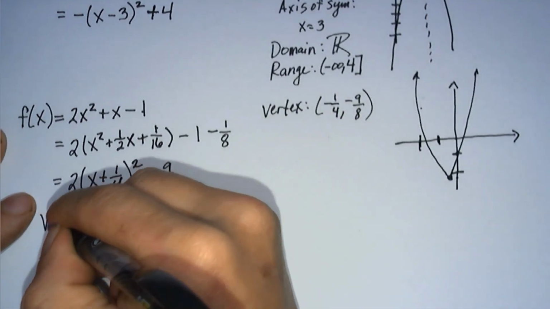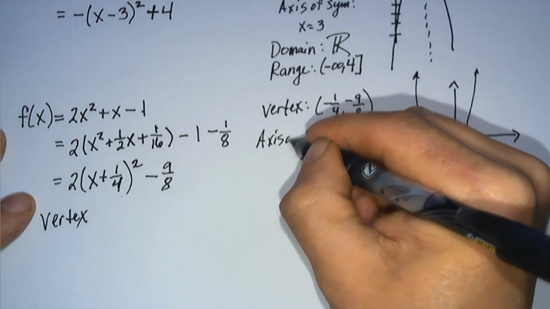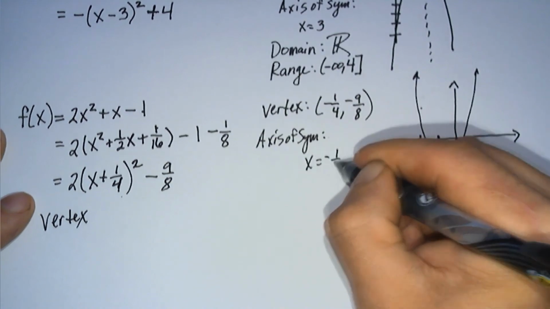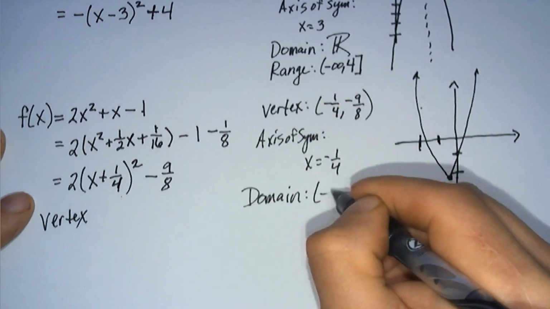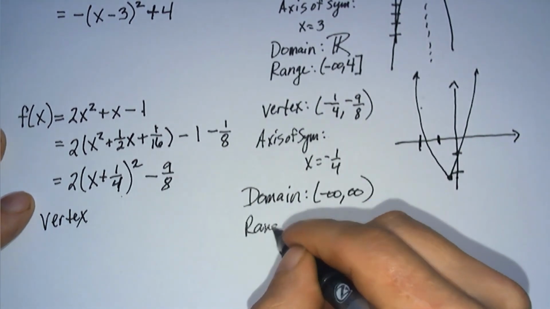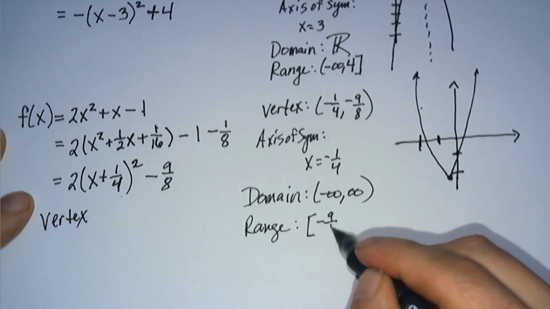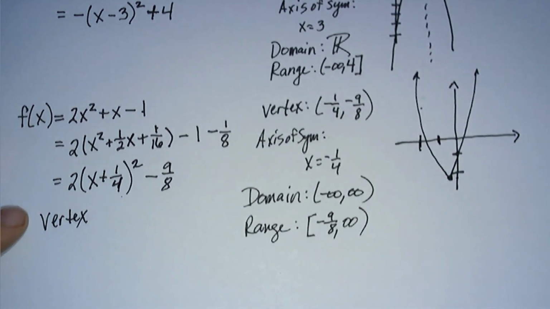Okay. So the vertex, the more important thing is that you can describe the function. The vertex, I already wrote. The axis of symmetry is x equals negative 1/4. The domain is negative infinity, comma, infinity. But the range, where does it start at? It starts at negative 9/8, and it goes to infinity. Okay, so that is the review on parabolas.